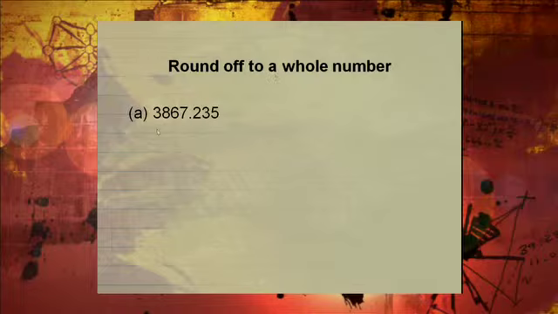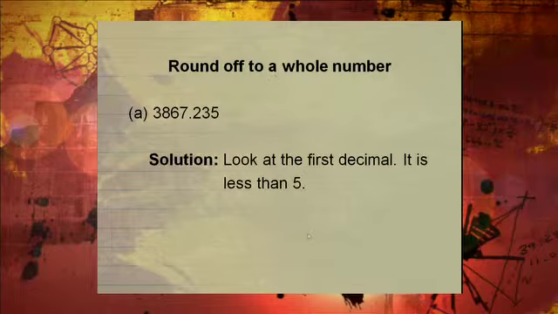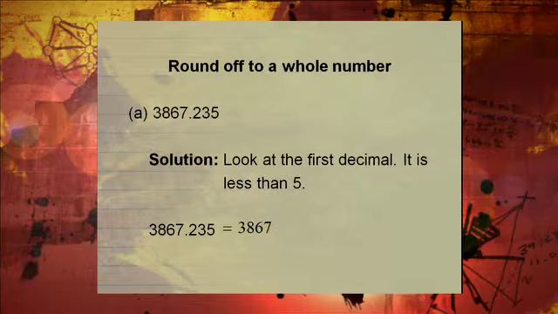You remove these decimals, throw them away. How? Then you look at the first decimal, it is less than 5. Then you get 3867. Right, guys? Rounding off to the whole number. Look at the first decimal, or the digit after the comma, yes? And then if it's 5 and above, add 1 to the unit digit, then you're fine. If it's less than 5, then keep it.